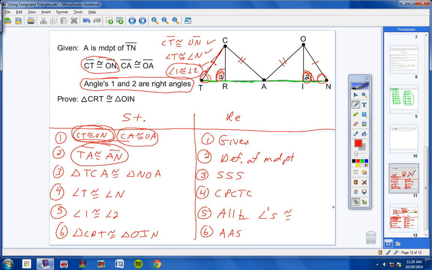Now this proof here is a little different. We were trying to prove that 2 triangles were congruent. So in order to do that, we first had to prove that 2 bigger triangles were congruent, and then after we did that, we could then state that T was congruent to N because these 2 angles are part of these congruent triangles, and then we could state that we had 2 congruent triangles.